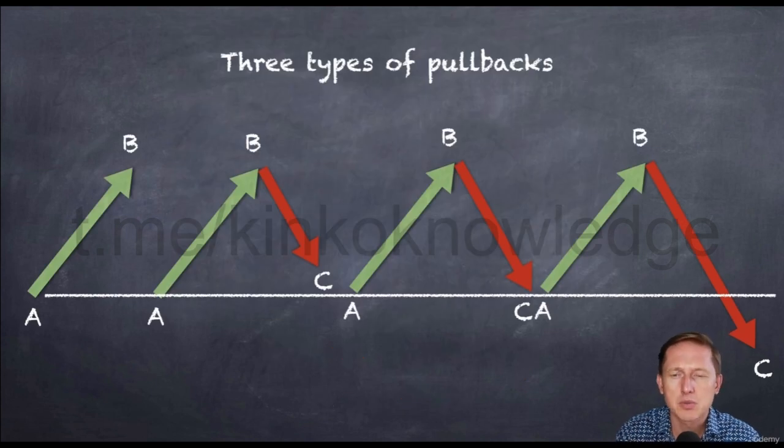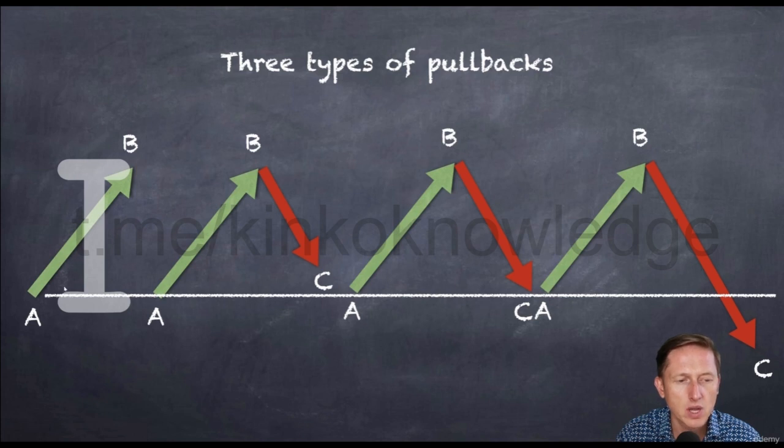We've got three types of pullbacks. After the impulse AB, there might be a pullback to C. If the C is higher than A, that's higher high and higher low. We can have a double bottom, so we have a higher high and equal low, or higher high and lower low. The first wave we call an I wave.